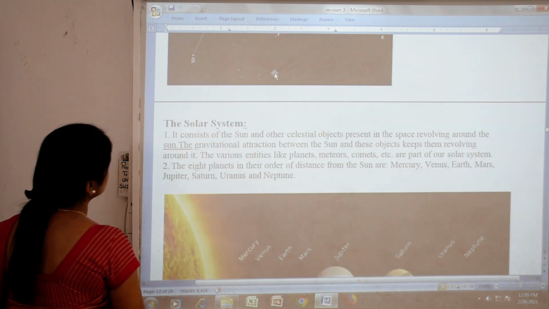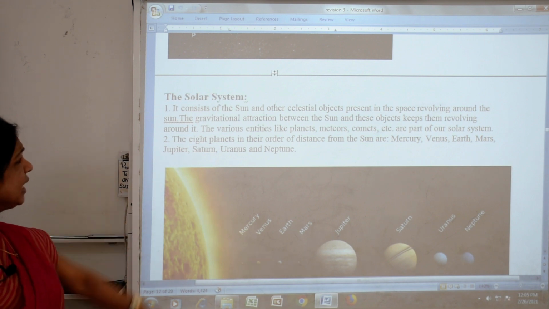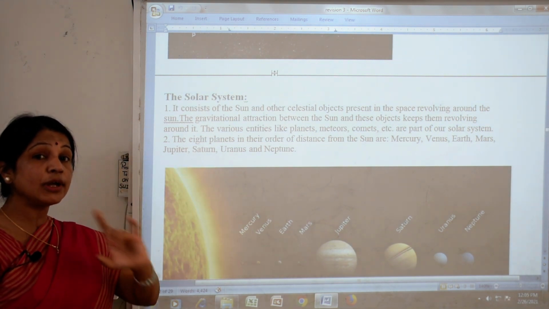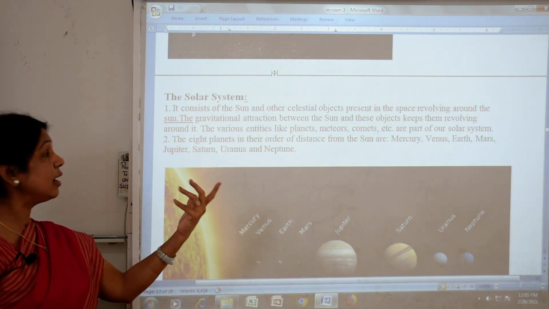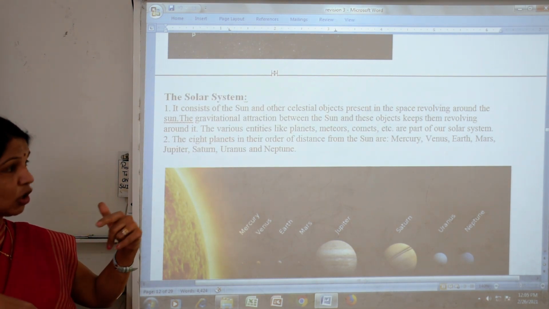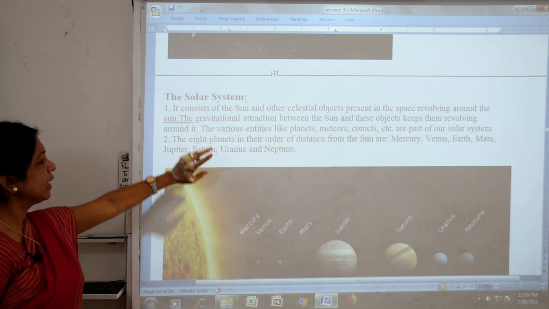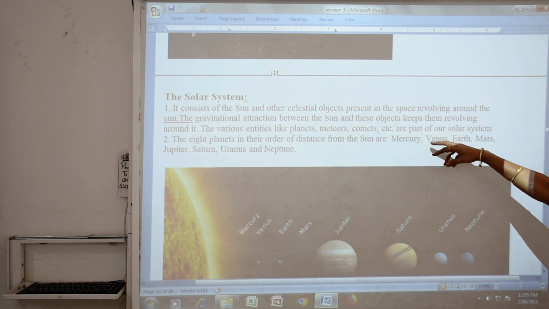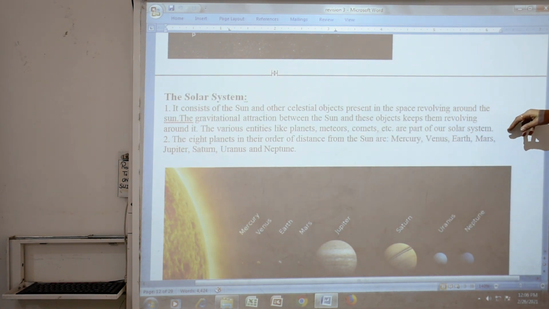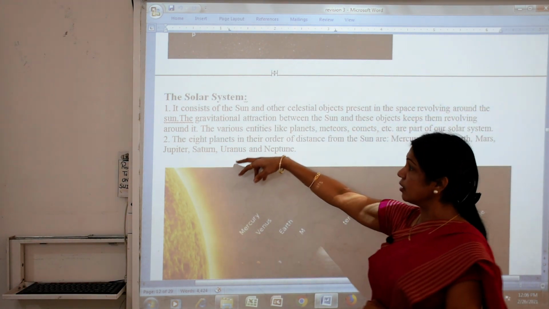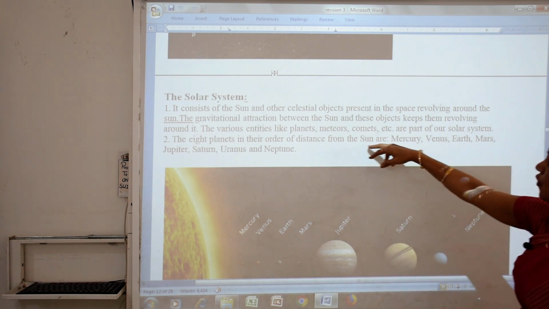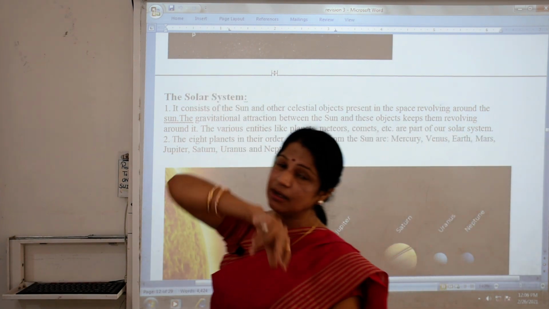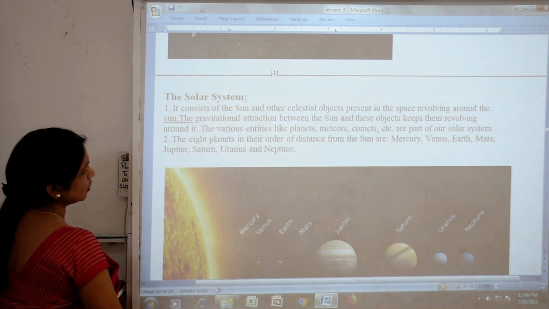Now further we are going to see the solar system. It consists of the Sun and other celestial objects in space revolving around the Sun, due to the gravitational attraction between the Sun and these objects. The various entities like planets, meteors, comets, etc. are part of our solar system. It has 8 planets, and their order of distance from the Sun is Mercury, Venus, Earth, Mars, Jupiter, Saturn, Uranus and Neptune. So that is the sequence.